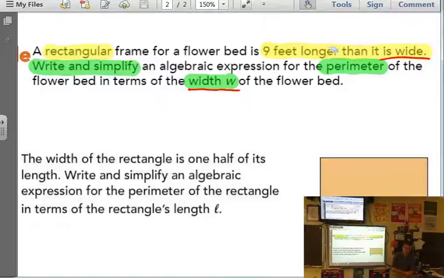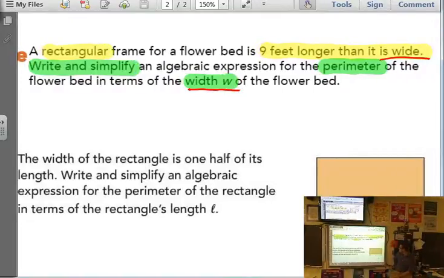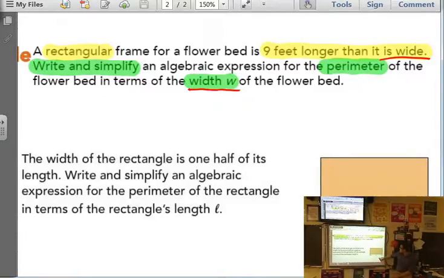Who can walk me through how we write and simplify an expression for the perimeter? So you could do 9. Wait, does it have to be like a distributive property? Nope. So would it be 9 plus W? With what? The whole perimeter?